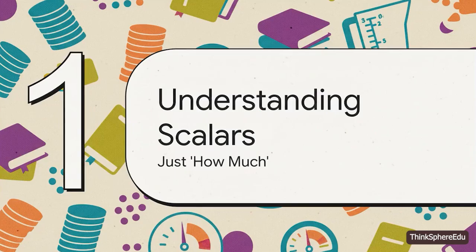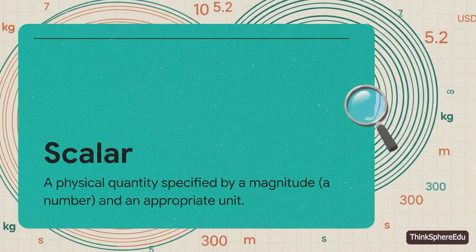Okay, first up, we've got scalars. You can kind of think of these as the basic building blocks for everything we're about to talk about. So, what are they? Well, simply put, they just answer the question, how much? A scalar is a super simple concept. It's really just a quantity that has two parts, a number, which we call its magnitude, and a unit. That's it. It tells you the size or the amount of something, and absolutely nothing more.